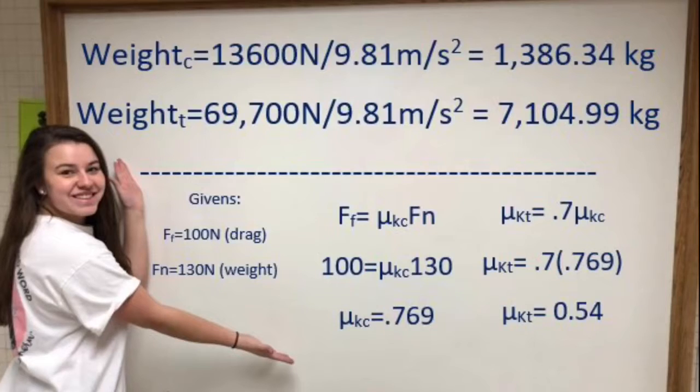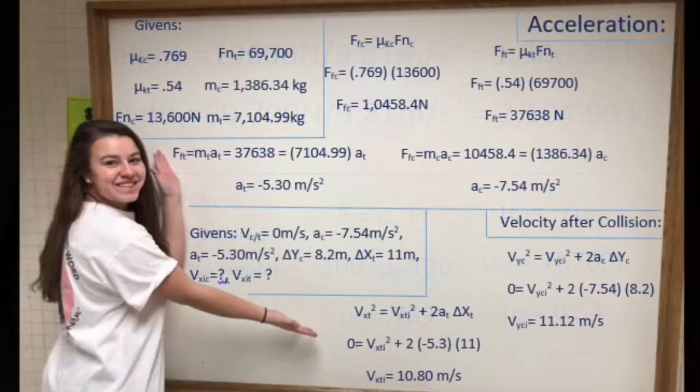Next, the coefficient of kinetic friction between the tires and the road for both the car and truck can be calculated. We know that the force of friction for one car tire is 100 newtons and the normal force is 130 newtons. So by using the equation, force of friction equals coefficient of kinetic friction times normal force, as shown, we found the coefficient of kinetic friction to be 0.769 for the car and 0.54 for the truck.